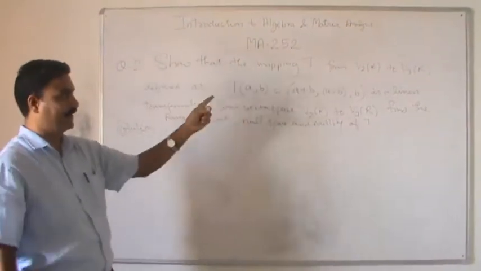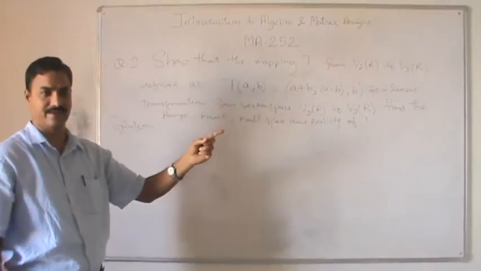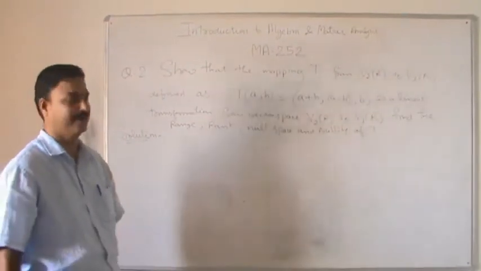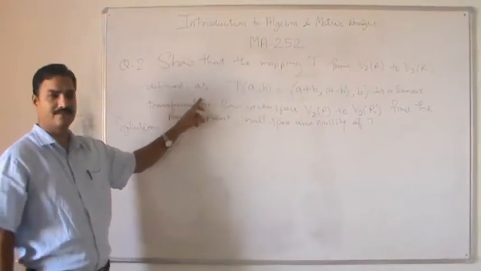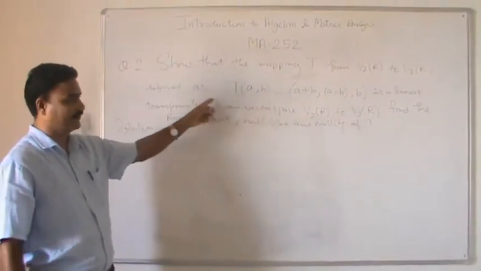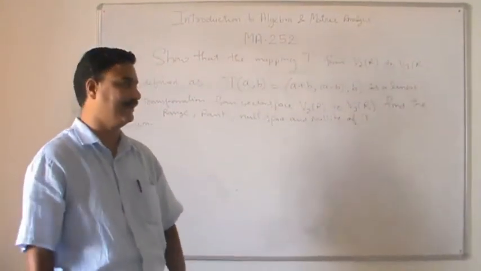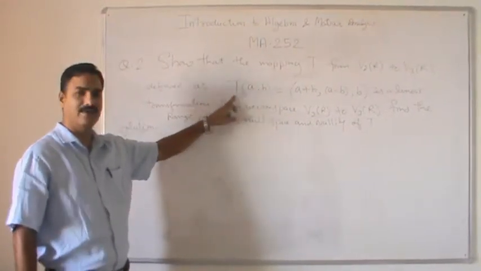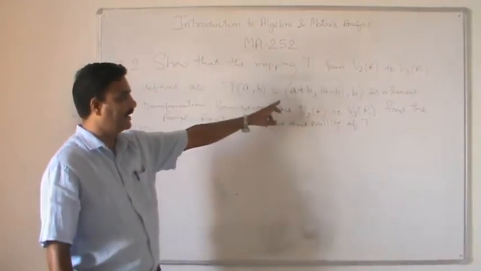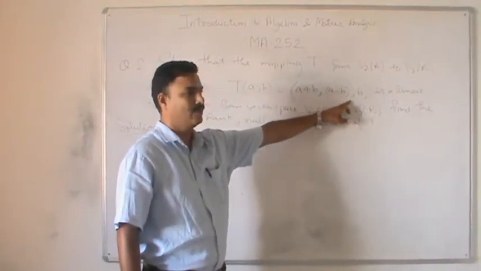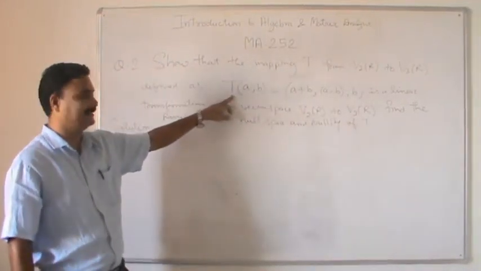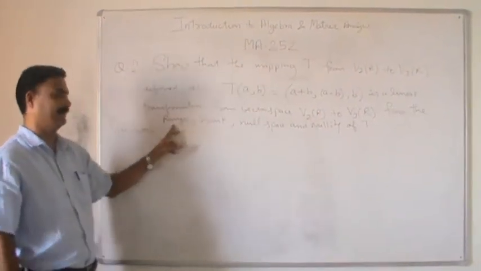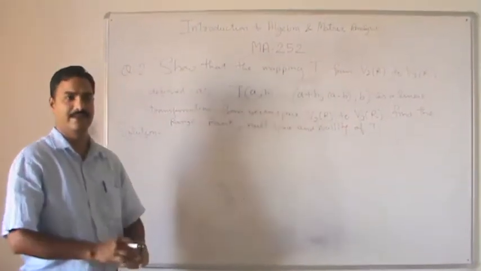Show that the mapping T, which is made from vector space V2(R) to vector space V3(R), where V2(R) represents the vector space with dimension 2 and V3(R) represents the vector space with dimension 3. In order to prove T is a linear transformation from V2(R) to V3(R), we first satisfy the required property for linear transformation. Here T is defined as T of (a, b): if you operate T over a two-dimensional vector (a, b), it produces (a plus b, a minus b, b). We have to show that T is a linear transformation from V2(R) to V3(R), and thereafter find the range, rank, null space and nullity for this linear transformation T.